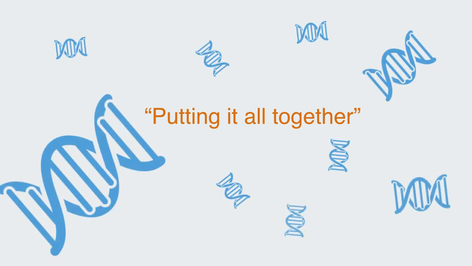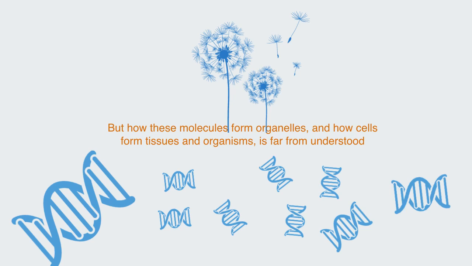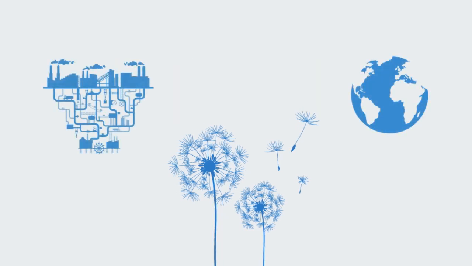There is a large and rapidly growing body of information about the building blocks of cells, proteins, RNA, DNA, lipids, etc., but how these molecules form organelles and how cells form tissues and organs is far from understood, or equally, how in developmental biology the genome creates the organism. Self-organization plays a central role in all of these processes, and the answers are still largely a mystery. This is obviously not just an issue in biology on the micro level, but also on the macro level in understanding ecosystems and, just as importantly, coupled socio-ecological systems.